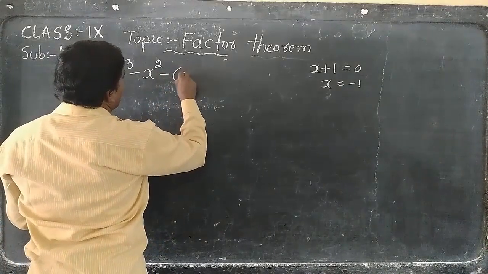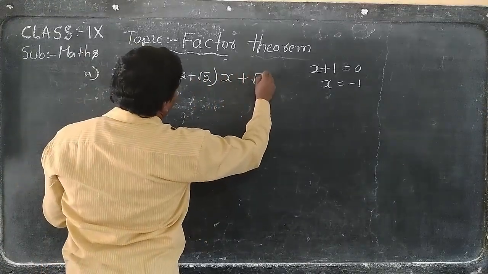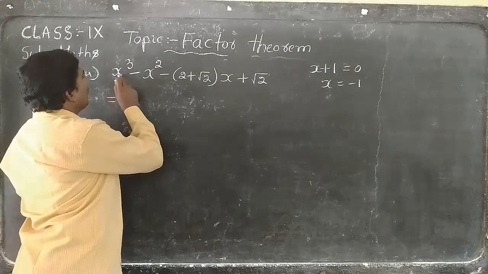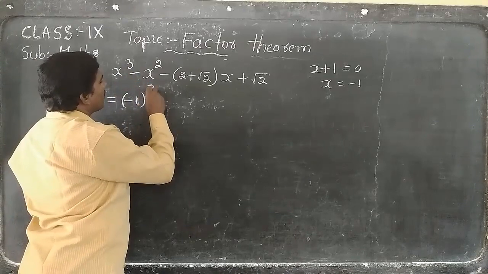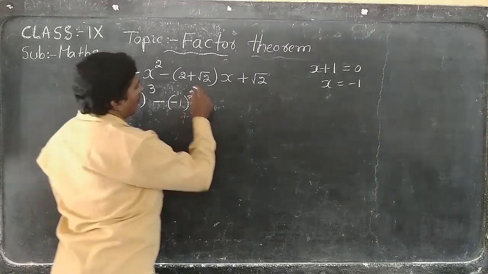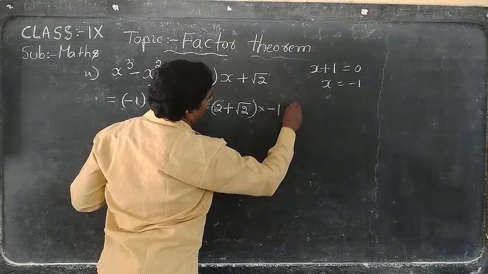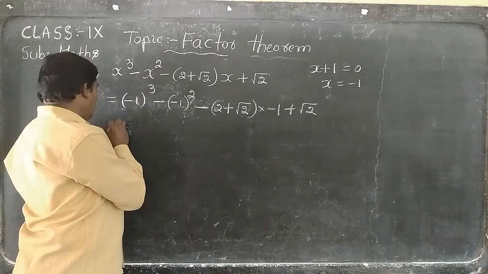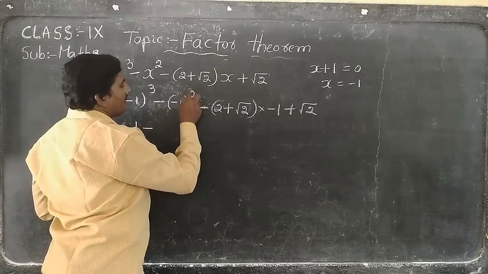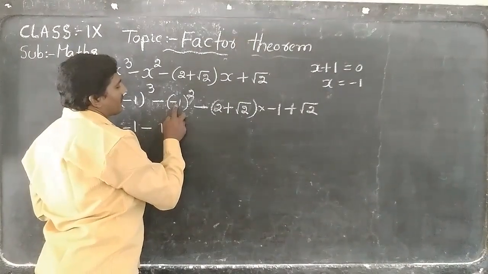x cube minus x square minus 2 plus root 2 into x plus root 2. Substitute here x is equal to minus 1. X cube means minus 1 whole cube, minus x square, minus 1 whole square, minus 2 plus root 2 into x, x means minus 1, plus root 2. The power is an odd number means minus 1, minus the power is an even number means plus 1 in the bracket. Okay, this minus this one. Here minus 1 into minus 1 plus 1.